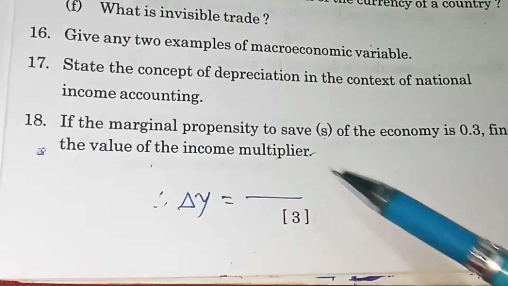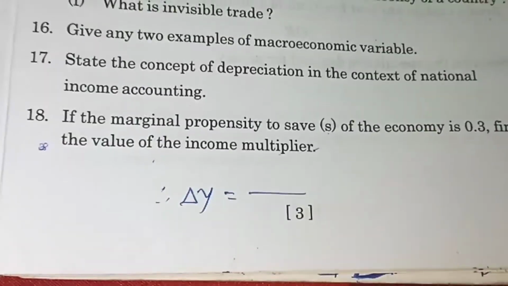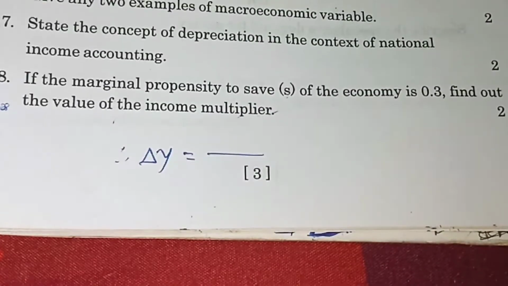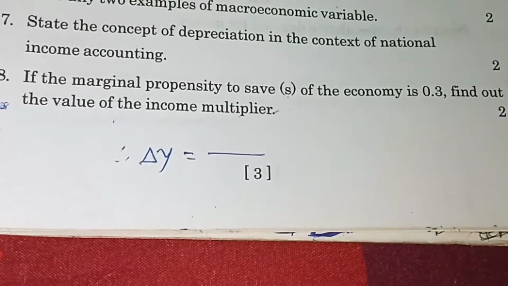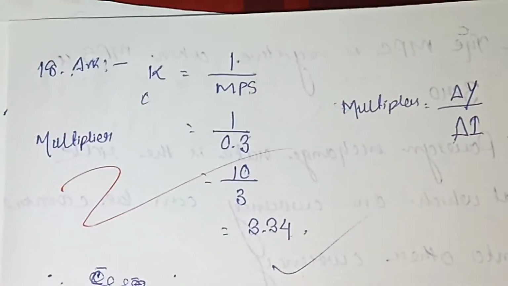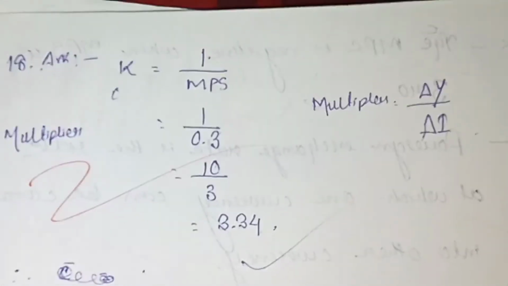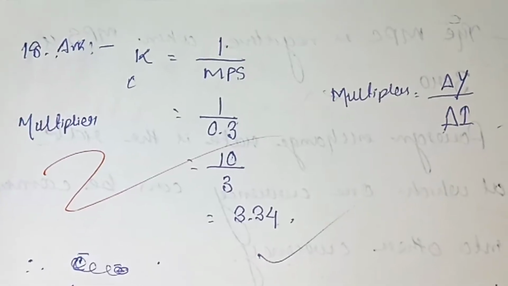And next one is, if the marginal propensity to save of the economy is 0.3, find out the value of income multiplier. This is the answer. Multiplier equal to 3.34.